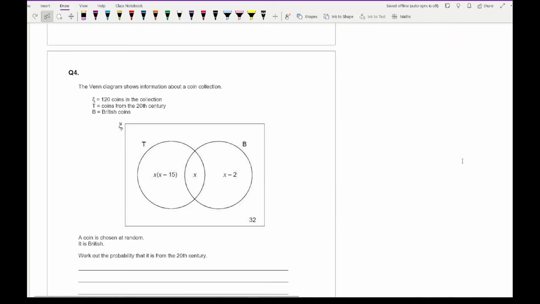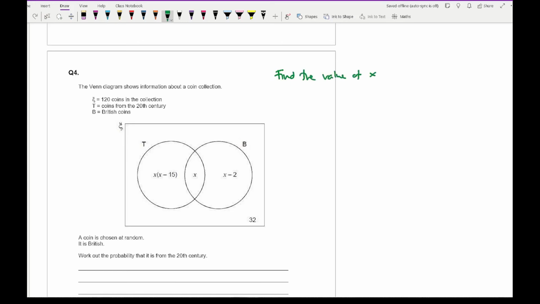Moving on to question 4, it says the Venn diagram shows information about a coin collection. The total is going to be 120 coins in the collection. T represents the coins from the 20th century and B represents British coins. And the question says that a coin is chosen at random. It is British, so we know that for a fact. Work out the probability that it's also 20th century. So for this, what we need to do first is find the value of x.